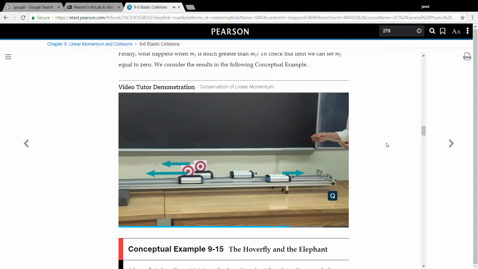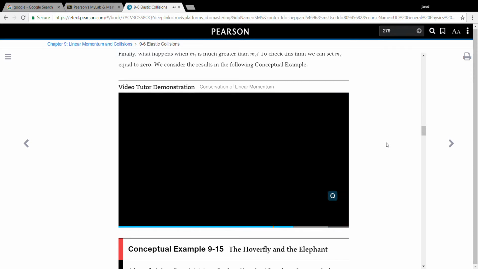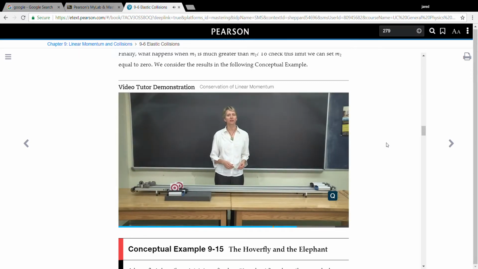The target cart has a greater speed when the launch cart rebounds. We can understand this from conservation of momentum. The total momentum of the system before the collision must be the same as the total momentum of the system after the collision. On both tracks, the carts were launched in the forward direction.